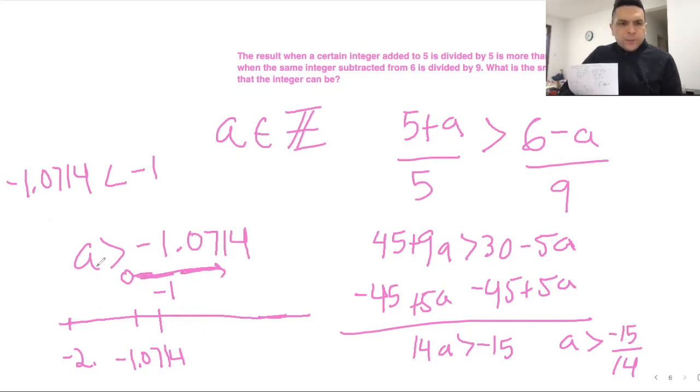So if our certain integer has to be greater than this, the next integer is negative 1. So that'll be it. The smallest integer would be negative 1. In other words, this inequality can be changed to this: the certain integer can be greater than or equal to negative 1. All right, that's the smallest integer that this can be.